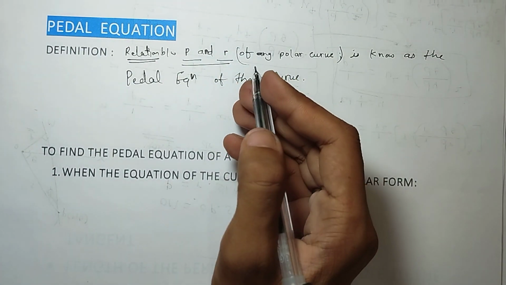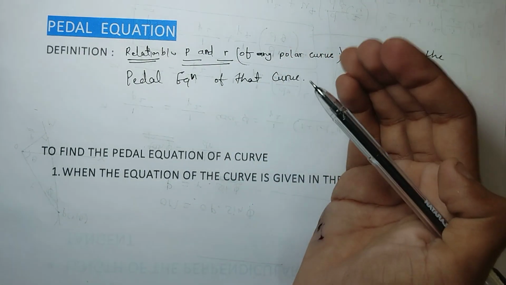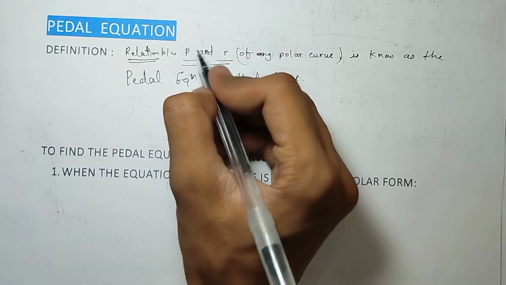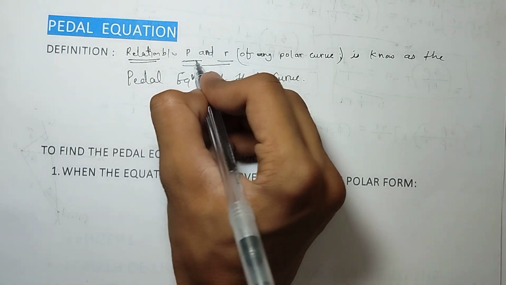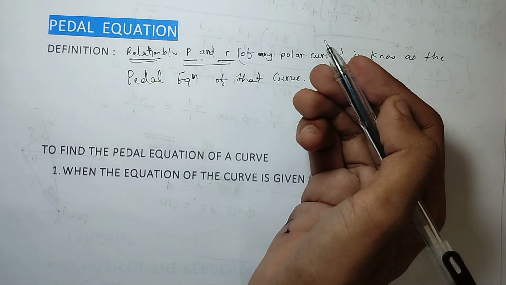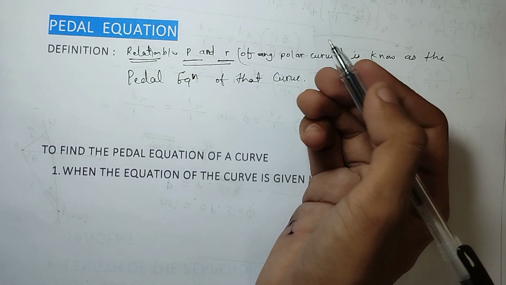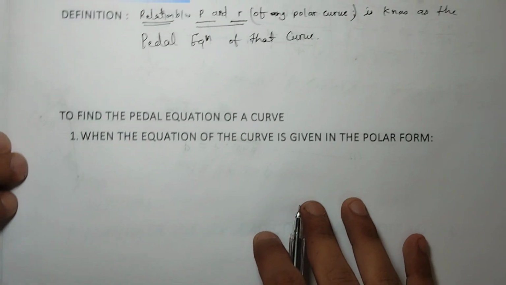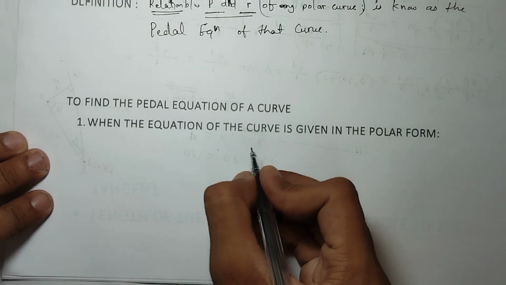तो सिंपली हमें पेडल इक्वेशन की जब भी बात आती है तो हमें केवल उस कर्व की इक्वेशन को p और r में चेंज करना है और वही हमारी पेडल इक्वेशन होगी. ठीक है, तो इसके दो फॉर्म होते हैं. फर्स्ट हम देखते हैं पोलर फॉर्म.